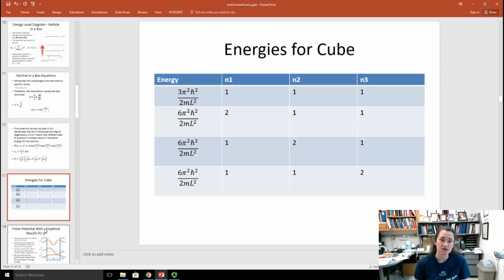Now, those would all give the same value for the energy. And that value is 6 pi squared h bar squared over 2mL squared. But those are different, distinct combinations of quantum numbers. And so the first excited state has a degeneracy that's threefold. Okay, that's how we use that idea. The nomenclature is: the degeneracy is threefold.